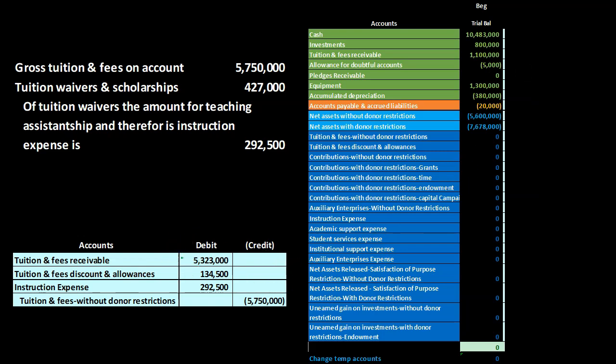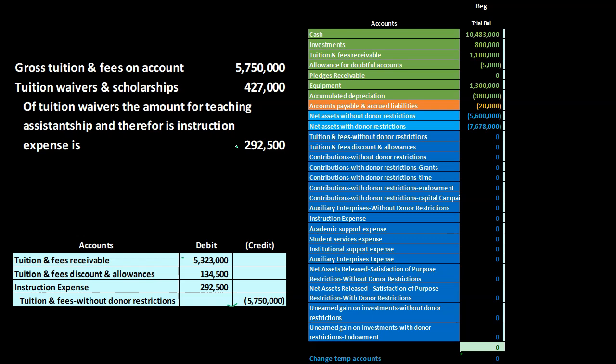Then the credit side is going to be recorded in the tuition and fees without restrictions. That's going to be our income account, our major income account here. That's going to be going up with a credit direction, and that's going to be this $5,750,000. The difference between those two is going to be the amount of the tuition and fees that we're not going to be collecting on, and that's going to be due to the tuition and fee waivers and scholarships. So the waivers and scholarships total the 427, and the amount that's for people working for the college helping out the teachers is the 292.5.